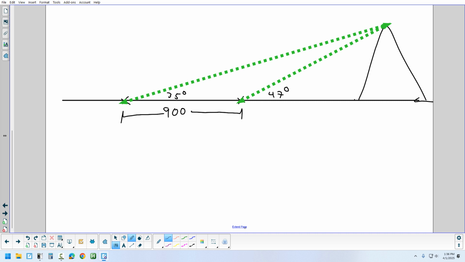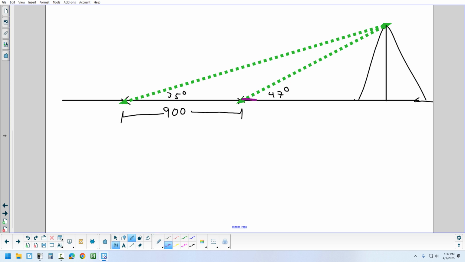But first, what is it that they want us to find? They want us to find the height of the mountain. So is this the height of the mountain? No, that's slanted. Right down the middle. Yeah, this is the height of the mountain. That's what we need to figure out. One, two, three, four, five triangles?